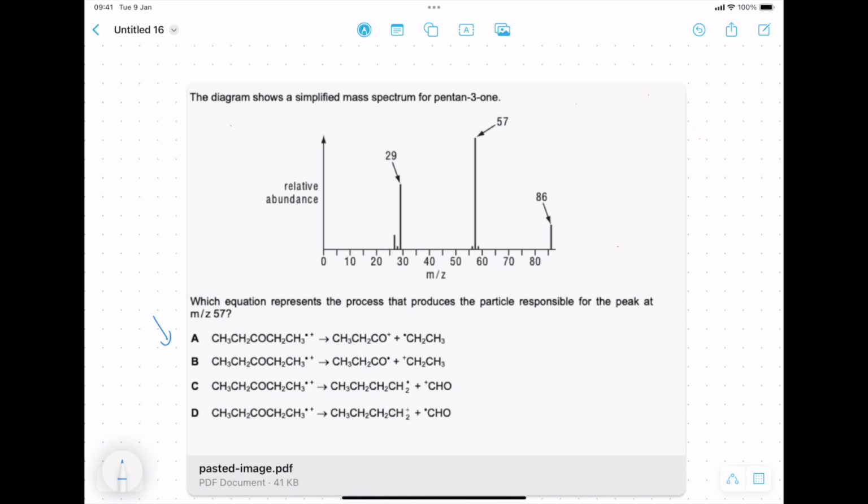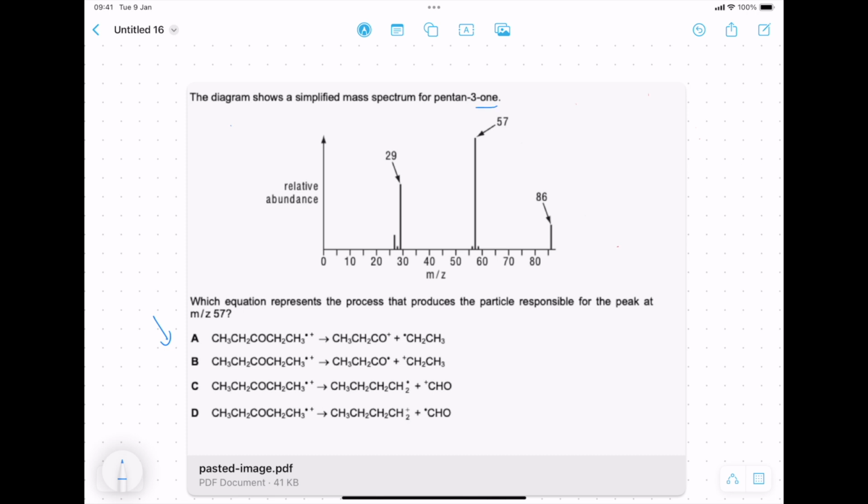So we've got a mass spec for pentane with some of the fragments shown, and we've got to work out which fragmentation equation is the correct one. So let's just recap a couple of basic principles first of all, before addressing the question.